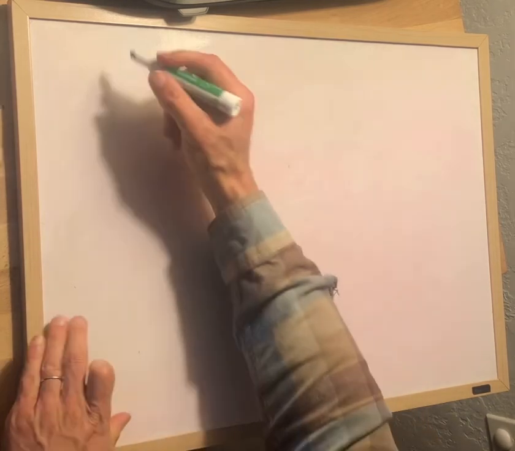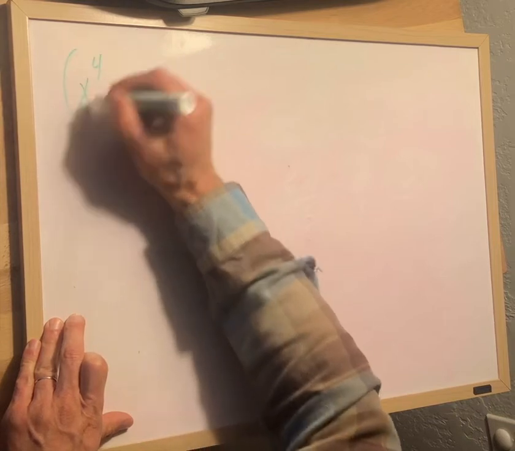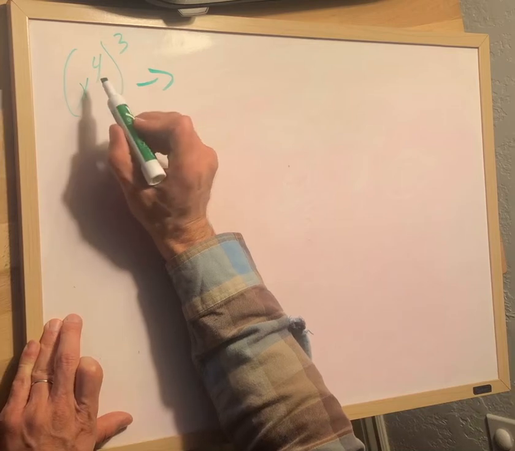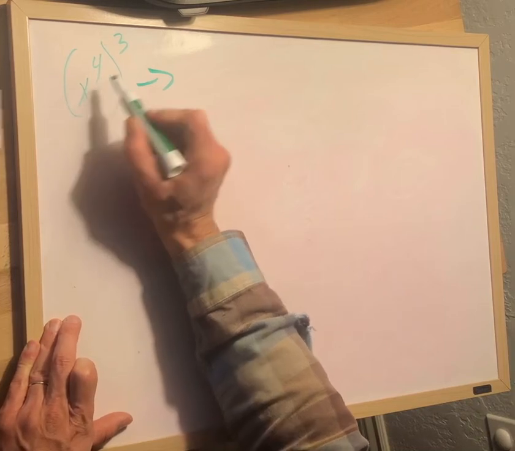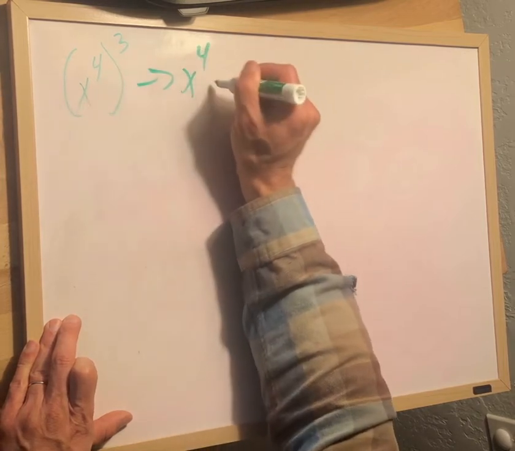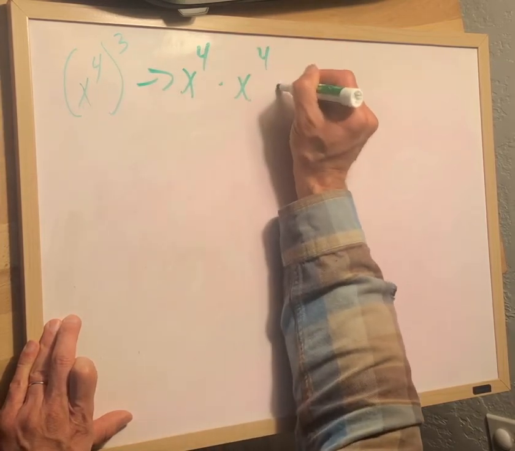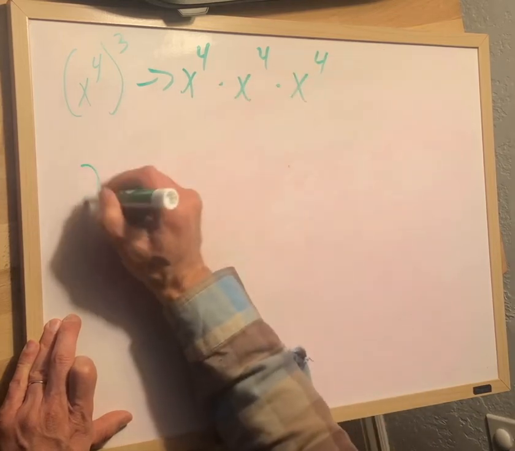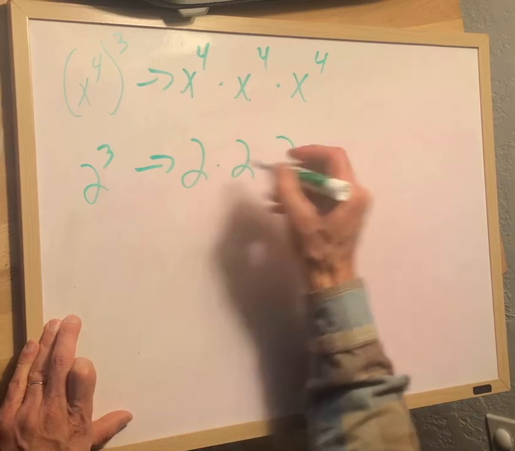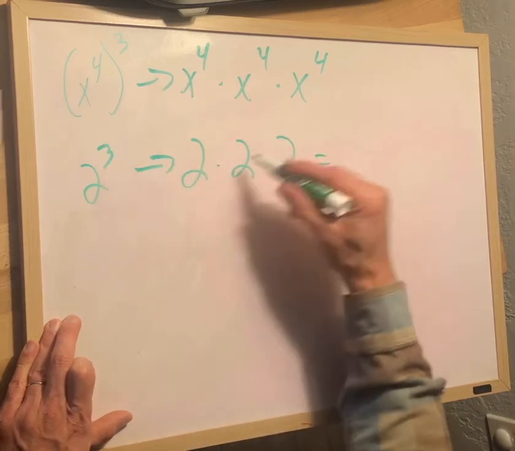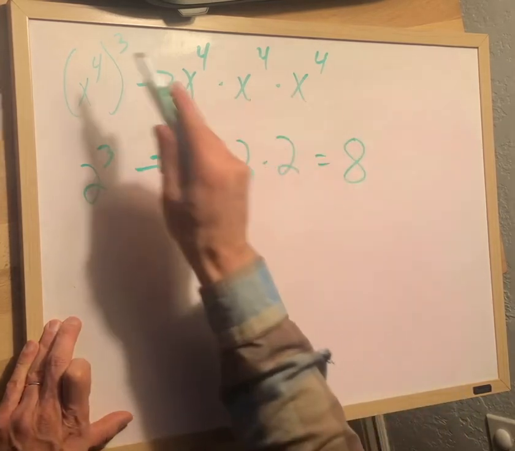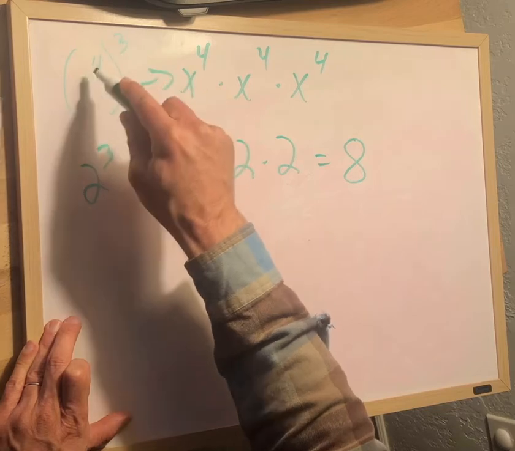So the next one on your notes, I say x to the 4th to the 3rd. Now look, I elaborate on this because if you have x to the 4th 3 times, technically you're having x to the 4th times x to the 4th times x to the 4th. Let's say you had 2 to the 3rd. 2 to the 3rd would be 2 times 2 times 2, because that's what exponents are, which would give you 2 times 2 is 4 times 2 is 8. You would multiply this. Same thing with this: x to the 4th, all of this 3 different times.